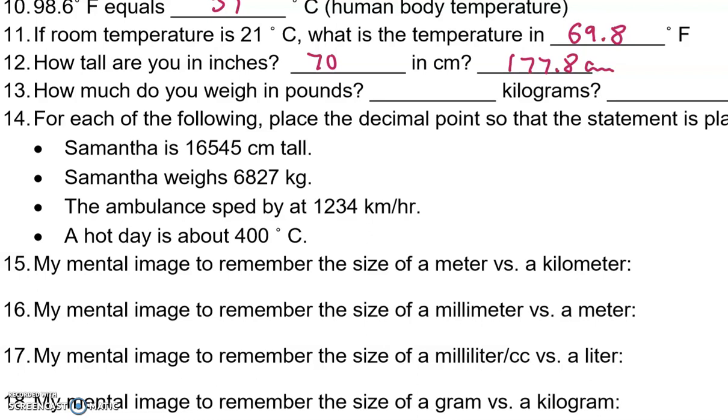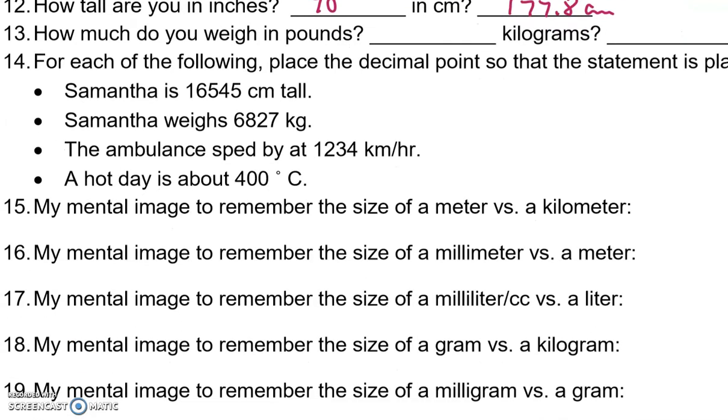So 14. For each of the following, place a decimal point so that the statement is plausible. Samantha is, well, what makes sense is that she's 165.45 centimeters tall. Samantha weighs 68.27 kilograms. That makes sense. The ambulance sped by at 123.4 kilometers per hour. A hot day is about 40.0 degrees Celsius.